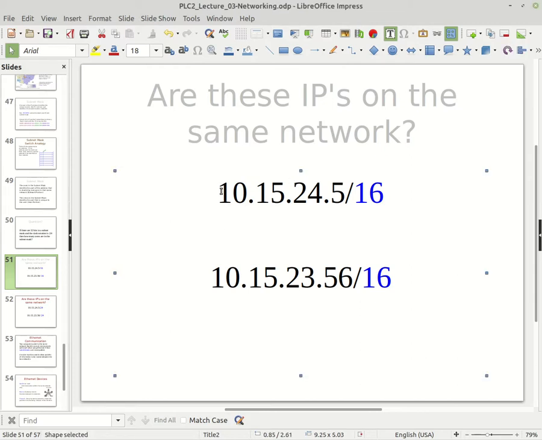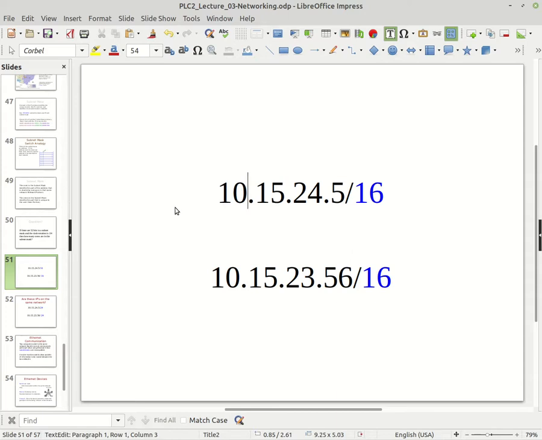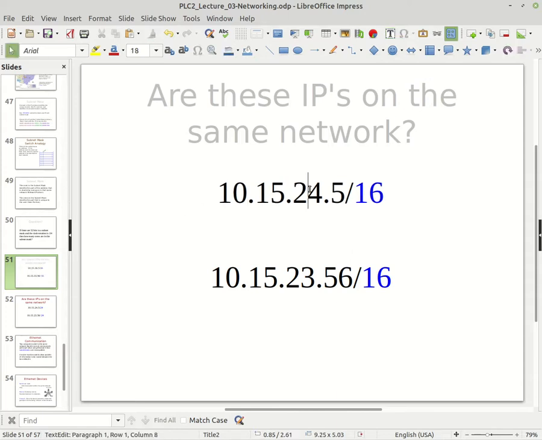When you look at, say, this IP address here, it's broken down into, again, 4 octets. Each octet is 8 bits. And then this /16 indicates how many of these 32 bits. So this entire number is 32 bits, and this is telling us how many of those 32 bits are part of the network and how many of them are part of the host numbering.